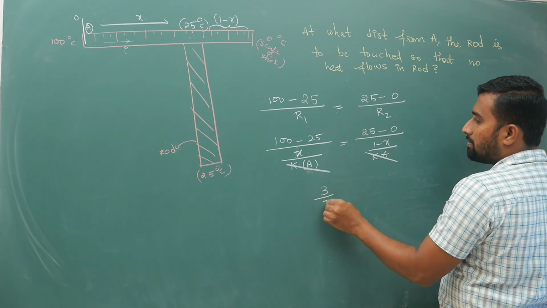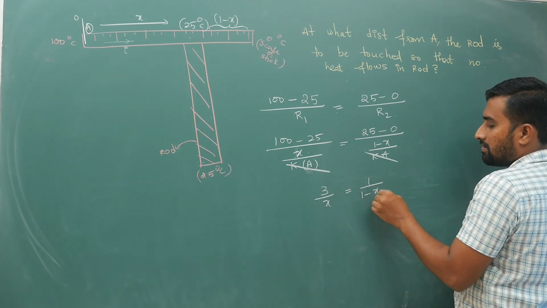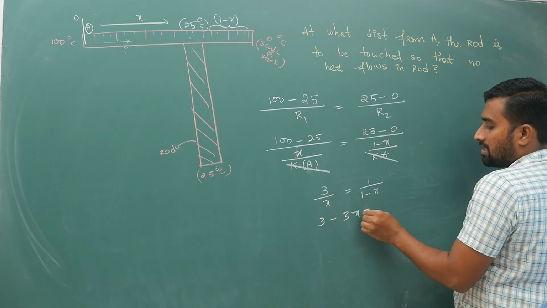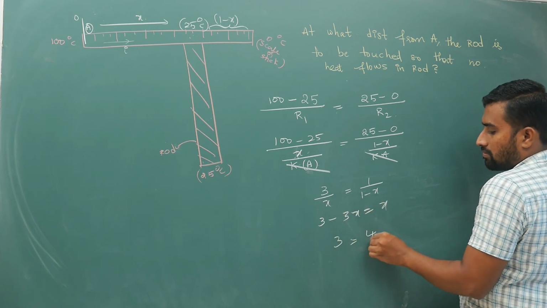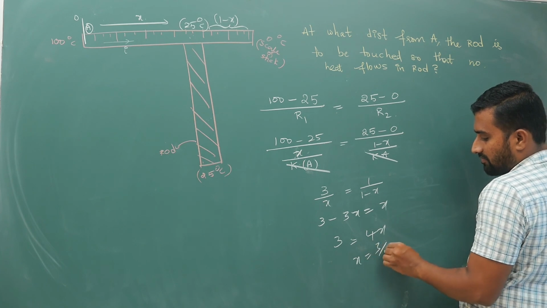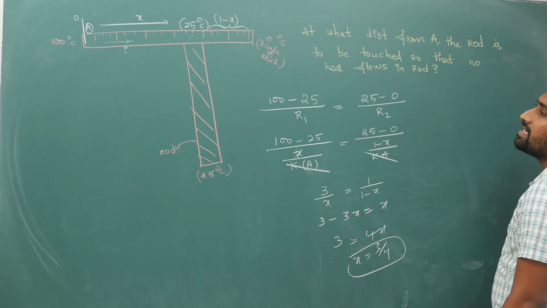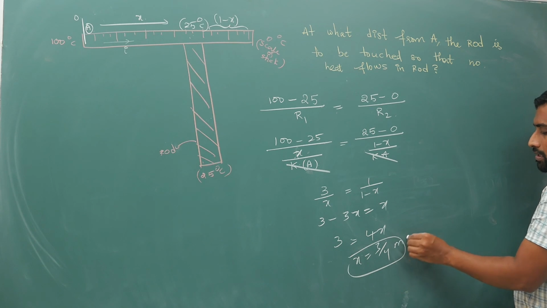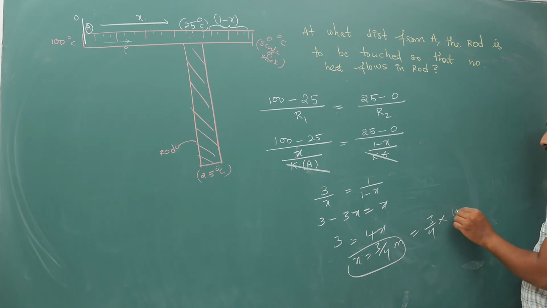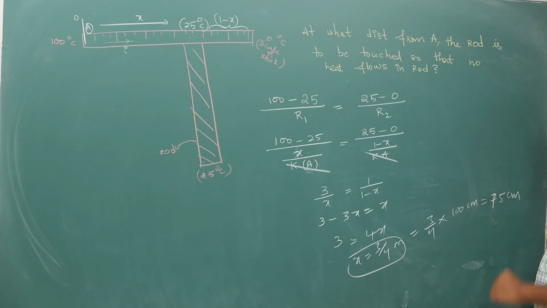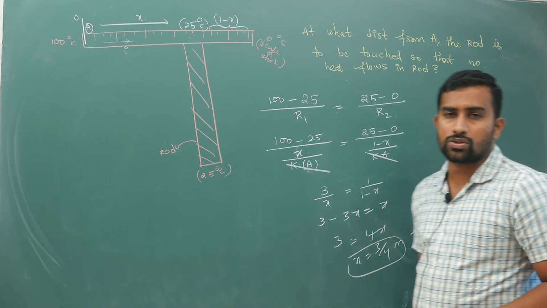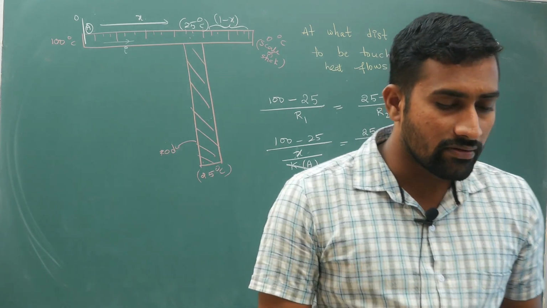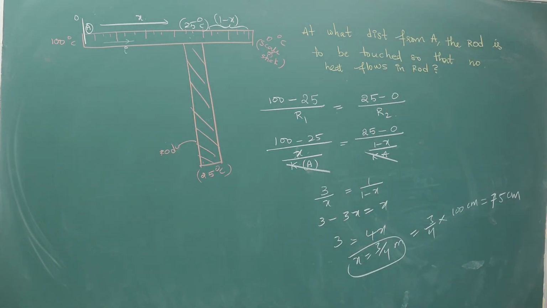So it is 3 by x is equal to 1 by 1 minus x. 3 minus 3x is equal to x. 3 is equal to 4x, x equals 3 by 4. So it is 3 by 4 meters, that is 3 by 4 times 1 meter, which is 100 centimeter, that is 75 centimeter. So like this you are supposed to calculate the length where it is to be touched. I am just making this current the same, that's all. I am not explaining anything new.